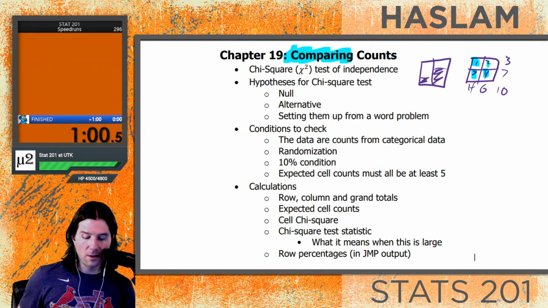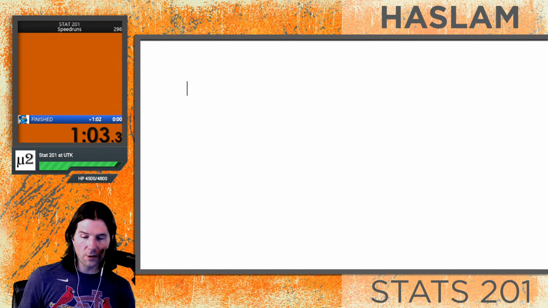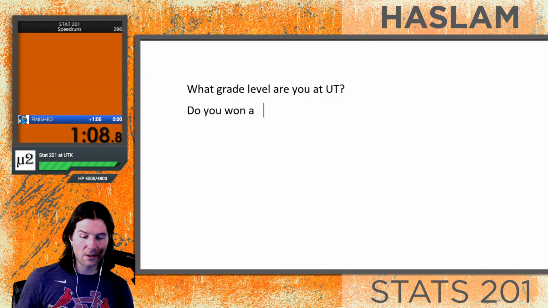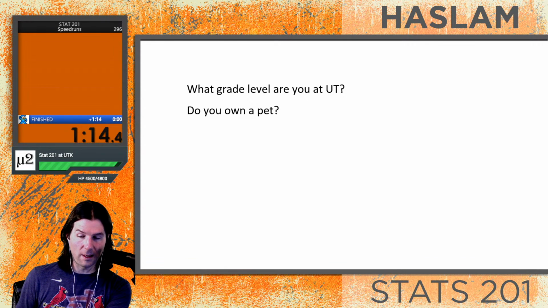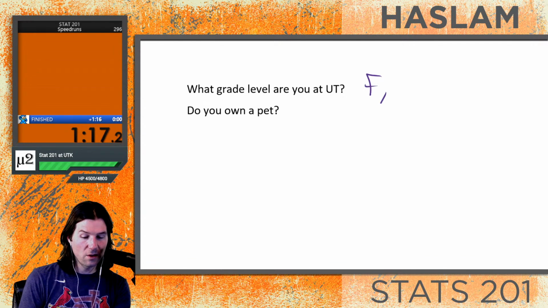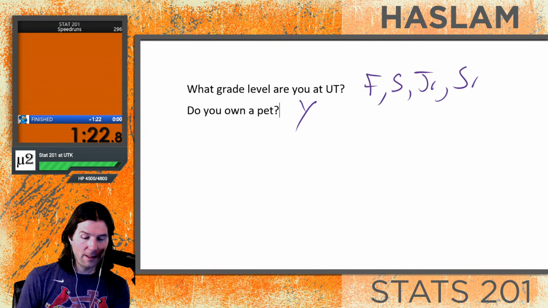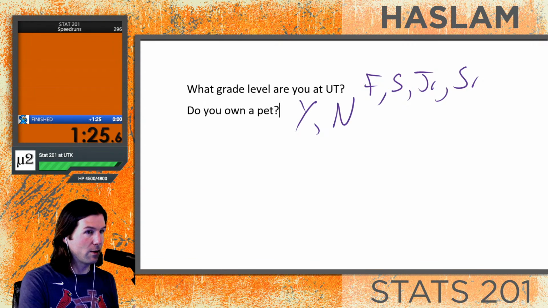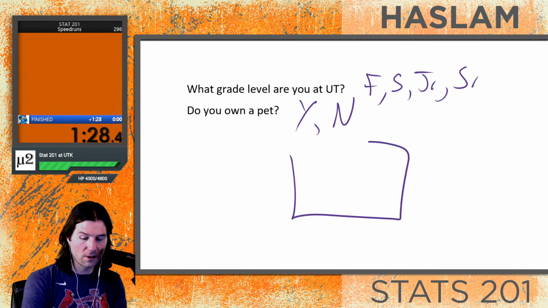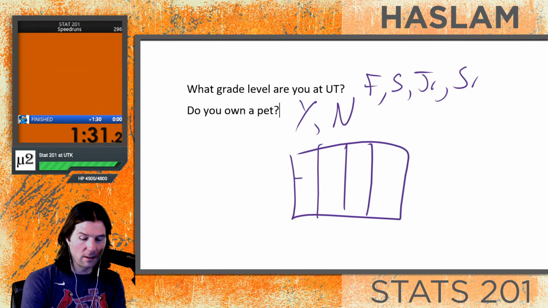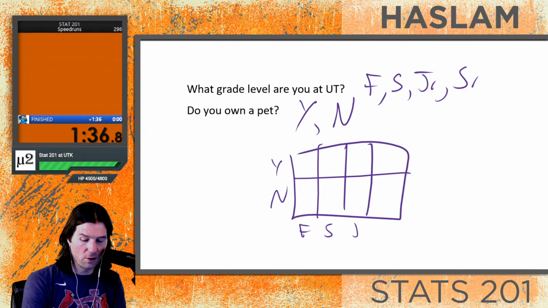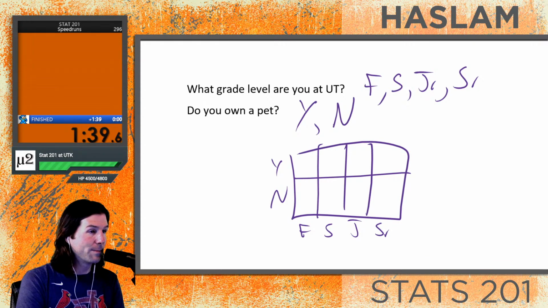What would be an example of this? Well, classic questions like, what grade level are you at UT? Do you own a pet? Do you want a pet? The answers to these questions are going to be things like freshman, sophomore, junior, senior, which is categorical. And then, do you own a pet? Yes or no. So here, we would have a graphic that looks like this, with groups for yes and no, and freshman, sophomore, junior, and senior. And there we go. And that's what we get.